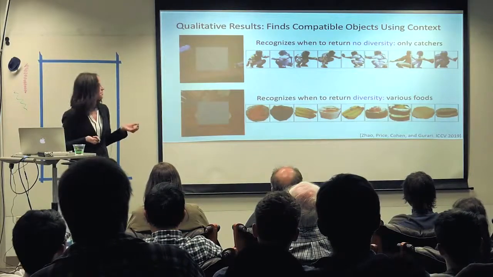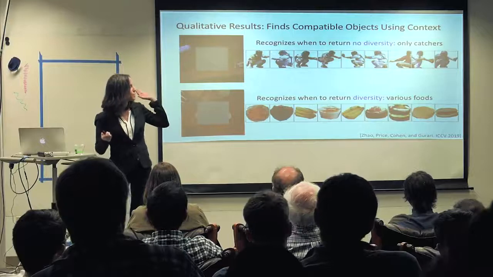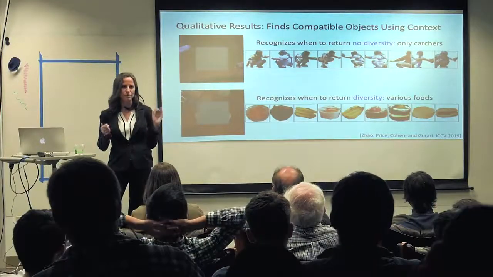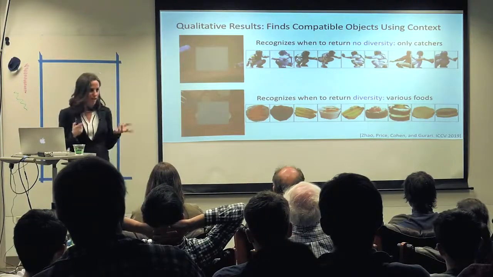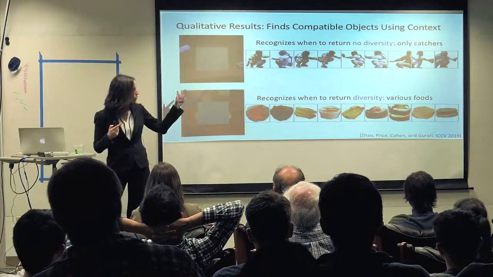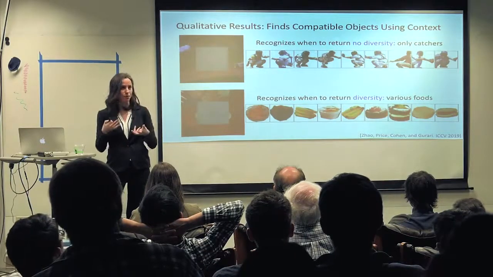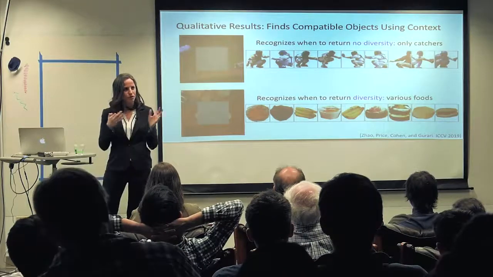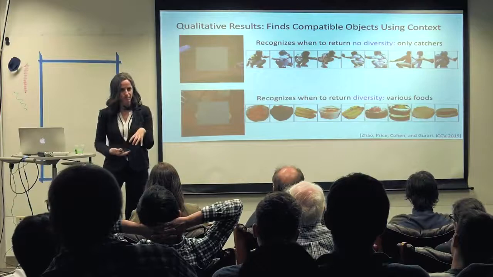Hitting on what I think is really exciting about this work, this system is able to learn when to return no diversity. So it's able to learn when to only return one category of catchers. It's also able to learn when to return a diversity of options. In the bottom case, many different kinds of food. Okay? So it's starting to learn about how to use the context to figure out what's appropriate within that context.